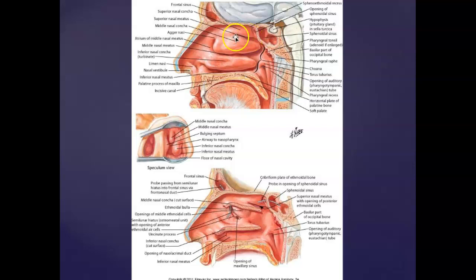Under each concha is a space called a meatus. So kind of on the superior portion of that, kind of above or behind that superior nasal concha, you'll see an entrance into the sphenoid sinus. Here's that sphenoid sinus.